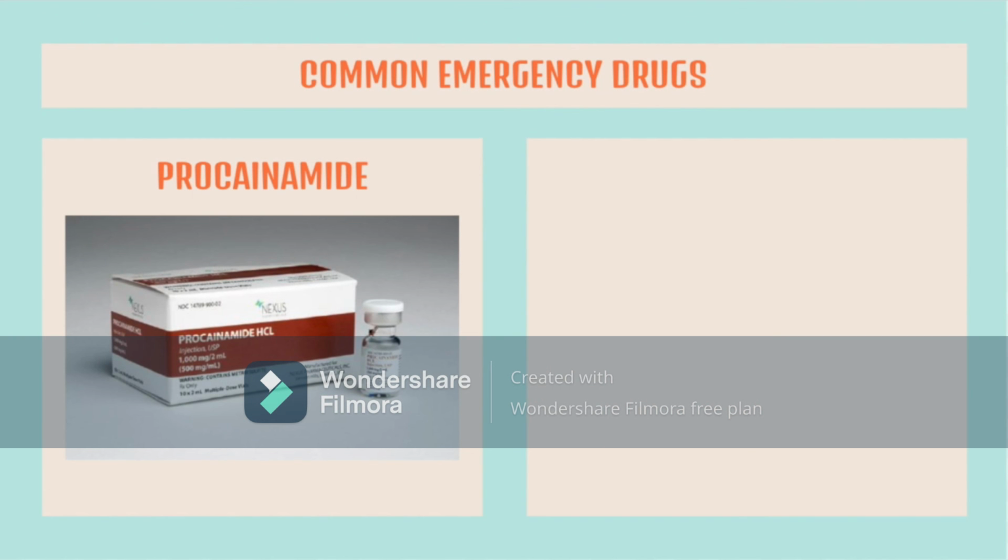So, for the last common emergency drugs, we have the procainamide. It is used to treat abnormal heart rhythms. It works by making your heart more resistant to abnormal activity.